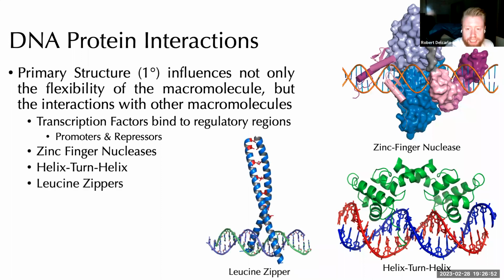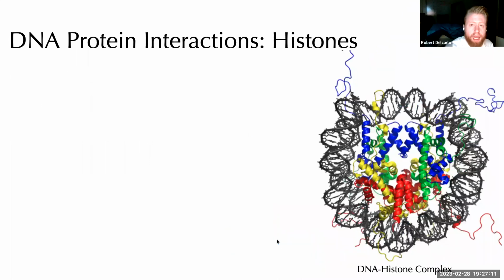And then we've got leucine zippers, which again are interacting with two major grooves of the DNA. And then we've got polymerases that we've talked about already, which should be able to interact with the nucleotides that they're going to be polymerizing. We've already talked about histones, but we're going to take a quick look at the molecular mechanism underlying that interaction.